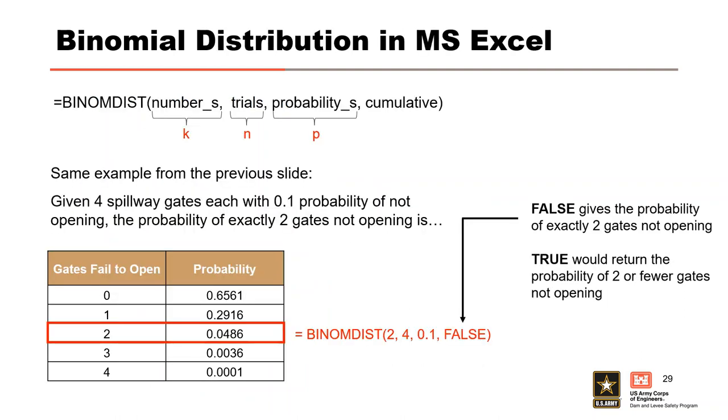If you do not want to use Pascal's triangle, Microsoft Excel has a nice function built in that will do the calculation for you called binomDist. The first input is k, the second is n, and the third is p. The last input will either be true or false. To select a cumulative distribution to get the probability of k or fewer gates not opening, input true. To get the probability of exactly k gates not opening, input false. So redoing the example from the previous slide where k equaled 2, n equaled 4, and p equaled 0.1, we choose false because the question asked for the probability of exactly two gates not opening. And as shown in the red box, you can see we get a probability of 0.0486, which is the same as we calculated earlier using Pascal's triangle.